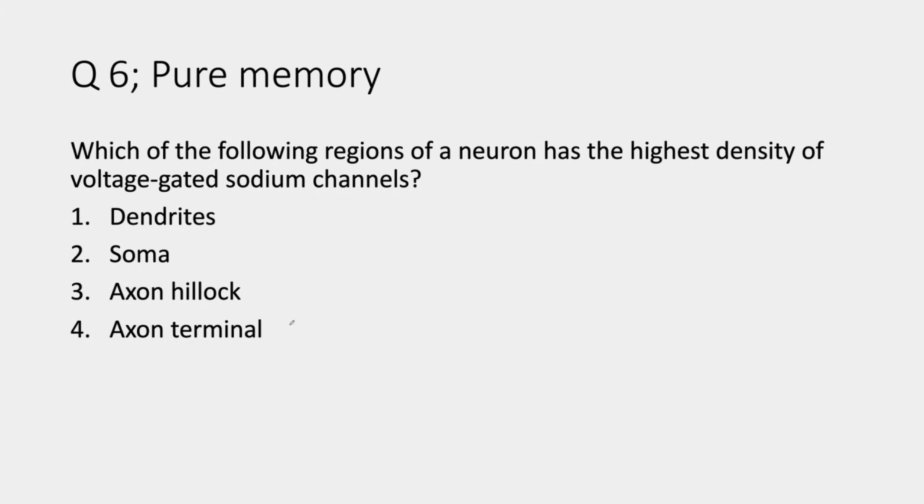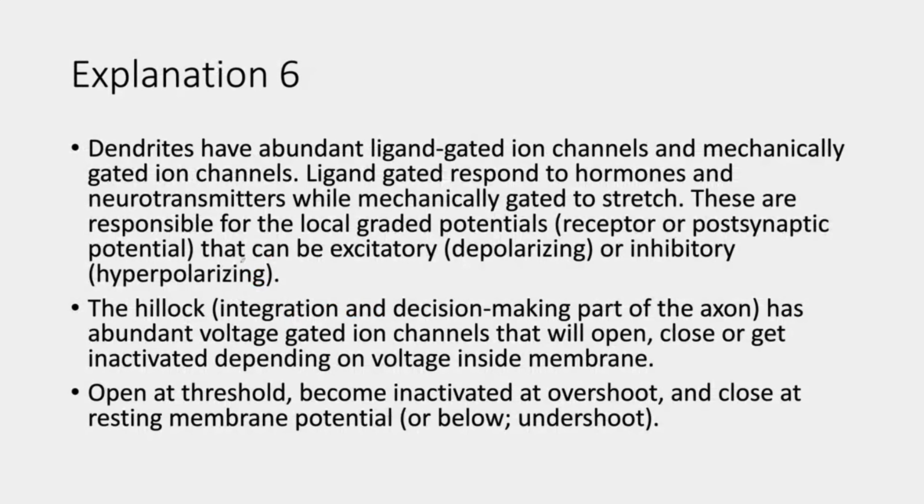But in the axon terminal, what is important to remember is that besides the voltage-gated sodium channels, we have voltage-gated calcium channels. And the region that has the highest concentration of this type of channels is the hillock, which is the part of the axon that accumulates, summates, integrates all of these impulses that come from the different dendrites and initiates or triggers the action potential. So axon hillock is the correct answer there. There you have the explanation that you can read later when I upload this.